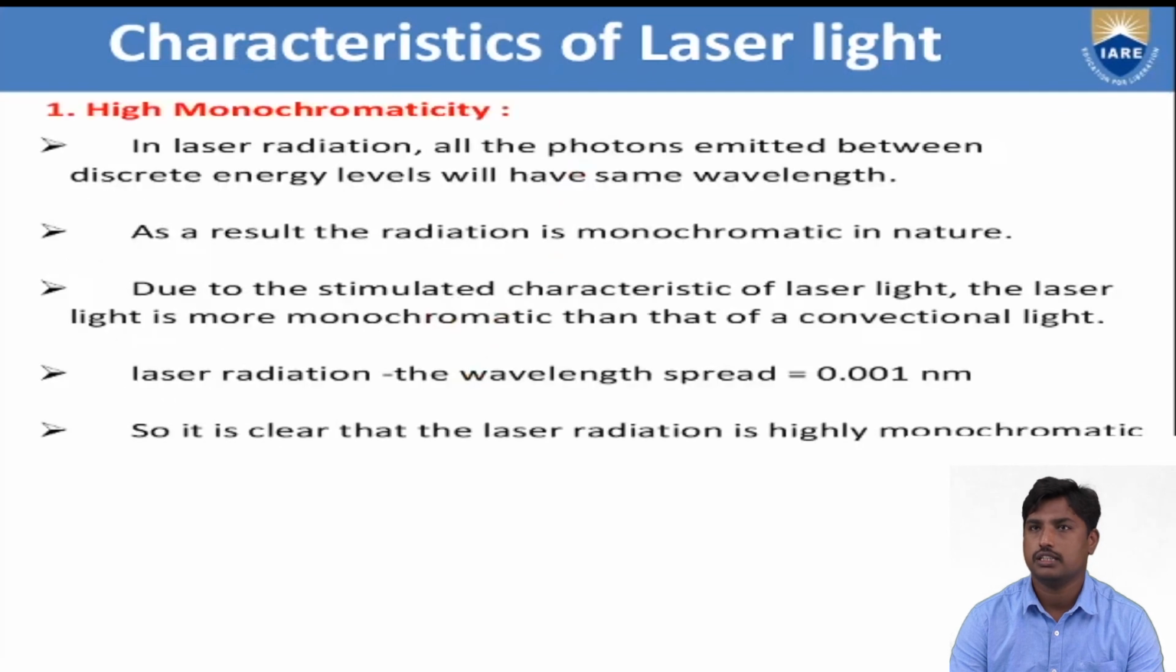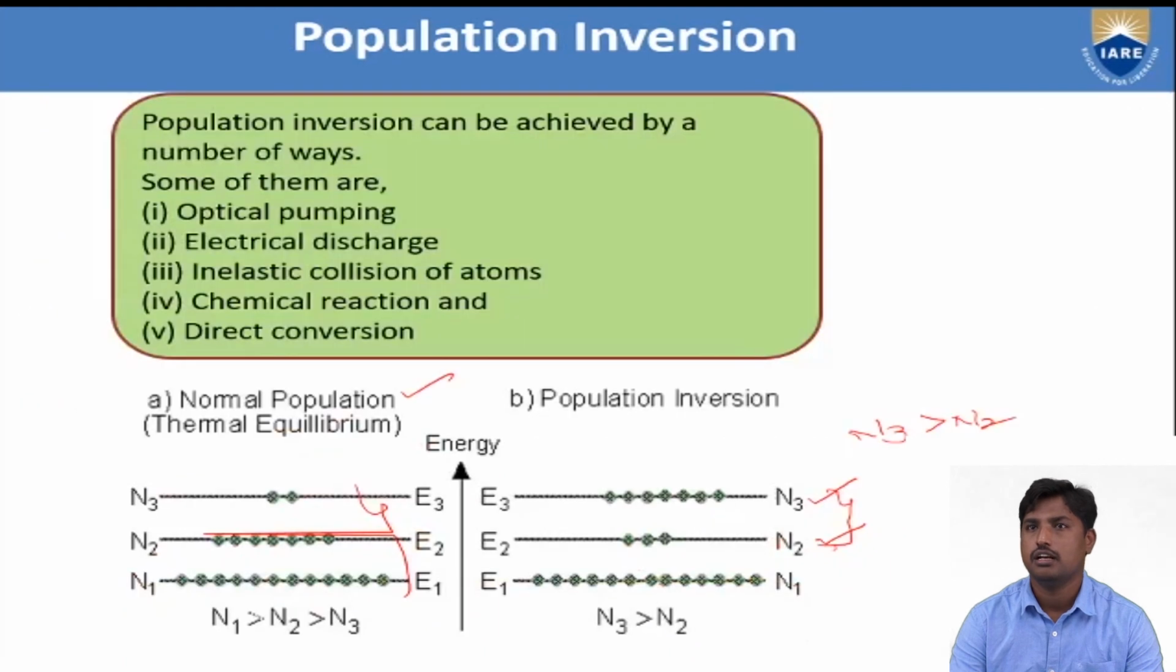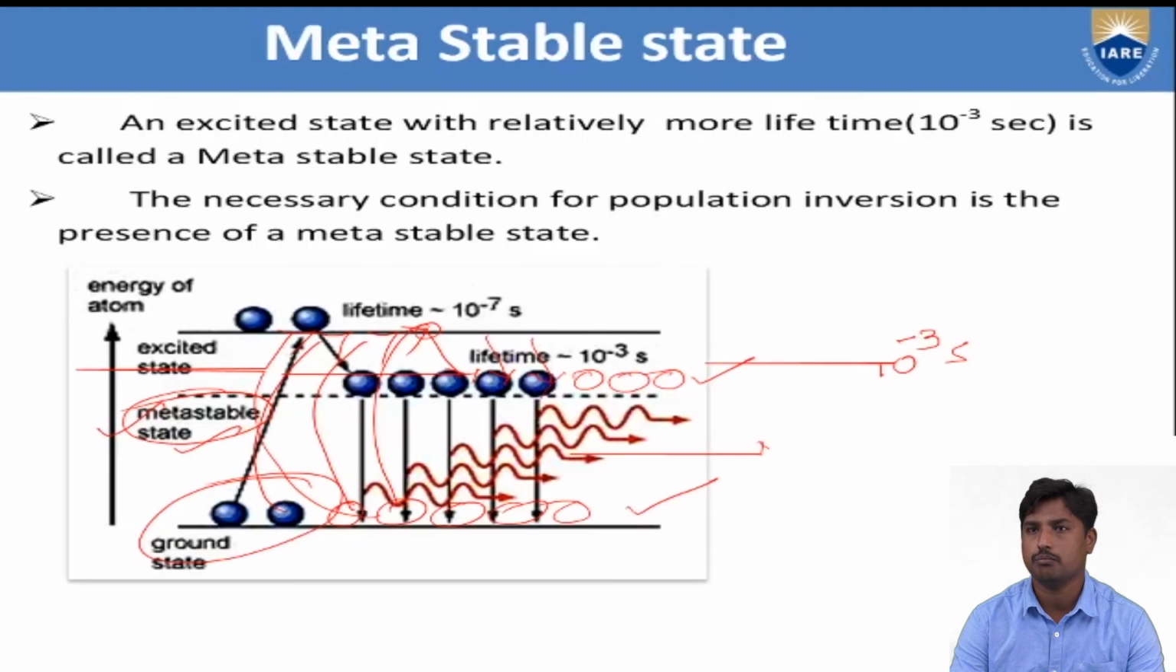After that we discussed basic definitions involved in the laser transition. One is population inversion, which is when the number of atoms in the excited state is greater than in the lower energy state. To achieve population inversion, we require pumping mechanisms. We discussed various types of pumping mechanisms, like optical pumping, electrical discharge, inelastic collision of atoms, chemical reaction, and direct conversion. And coming to the metastable state, it is one of the important factors for achieving population inversion. The energy level in which atoms spend maximum time is called the metastable state.